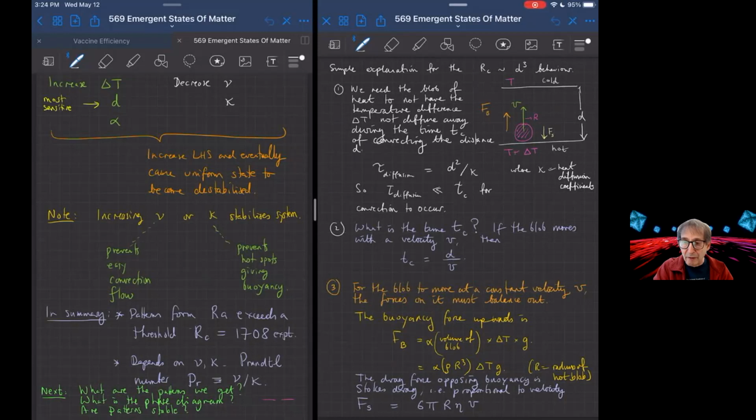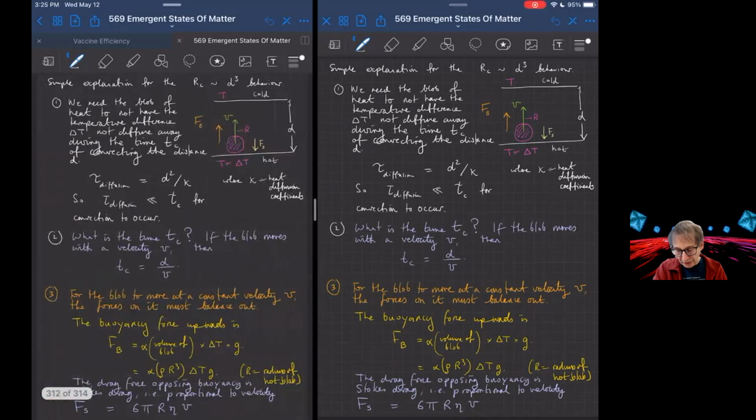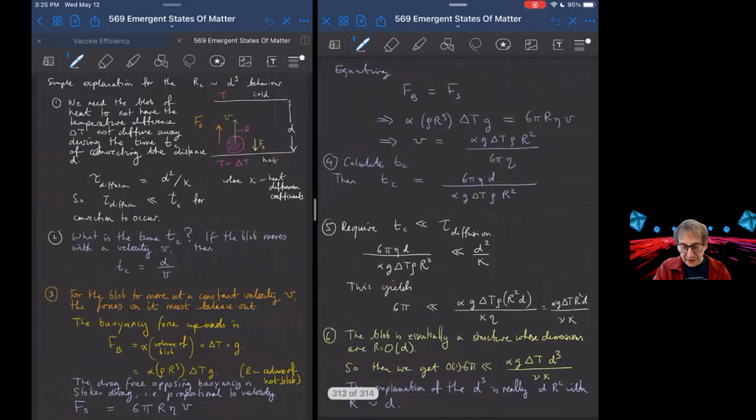And it turns out that there's a coefficient of 6 pi in the front of it. So that's a classical result from fluid mechanics. And so in a steady state, those two forces have to balance. And so what you get is equating the buoyancy force with the Stokes drag. You see that the velocity that it's moving at scales in the way shown here with the radius squared of the blob. Okay, so that's that.